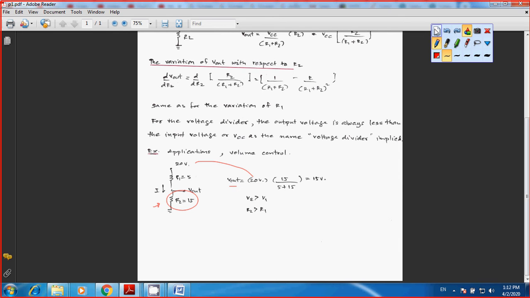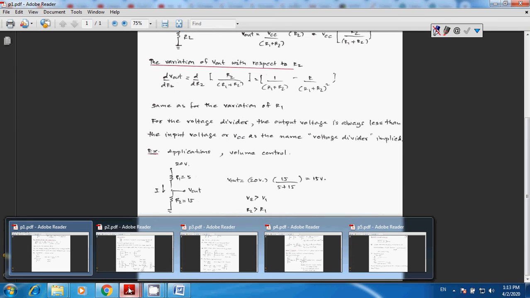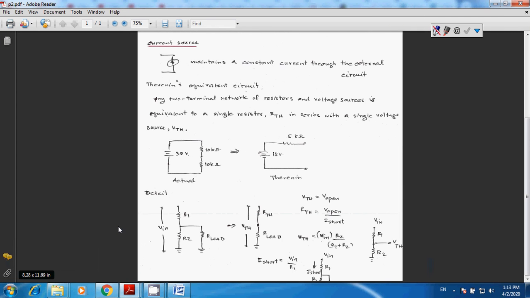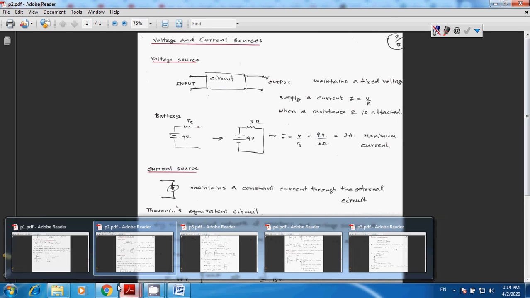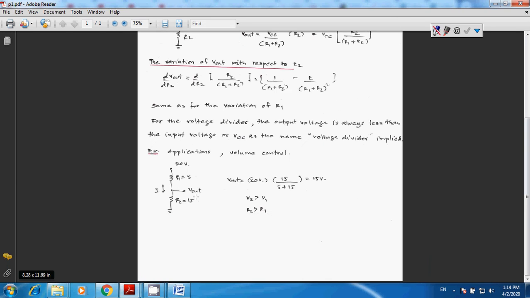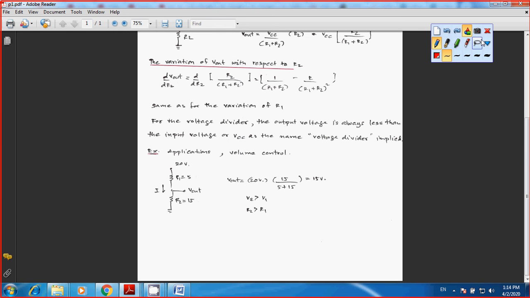Okay, let's move on to page number 2. I totally have 5 pages for this video. Okay, sorry, I should mention a little bit about the voltage divider.